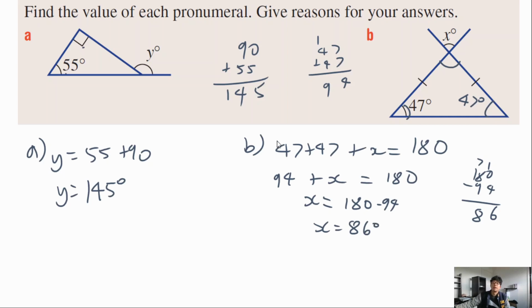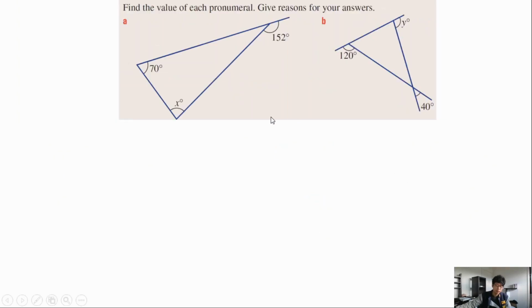Alright, now let's move on to the last set of questions. This one's time for you to have a go. So remember, this one uses the exterior angle theorem, whilst this one uses your knowledge on vertically opposite angles. Have a go at these and just unpause the video when you're ready to go through them with me. Alright, so question A, that uses the exterior angle theorem. This plus this is going to equal that.